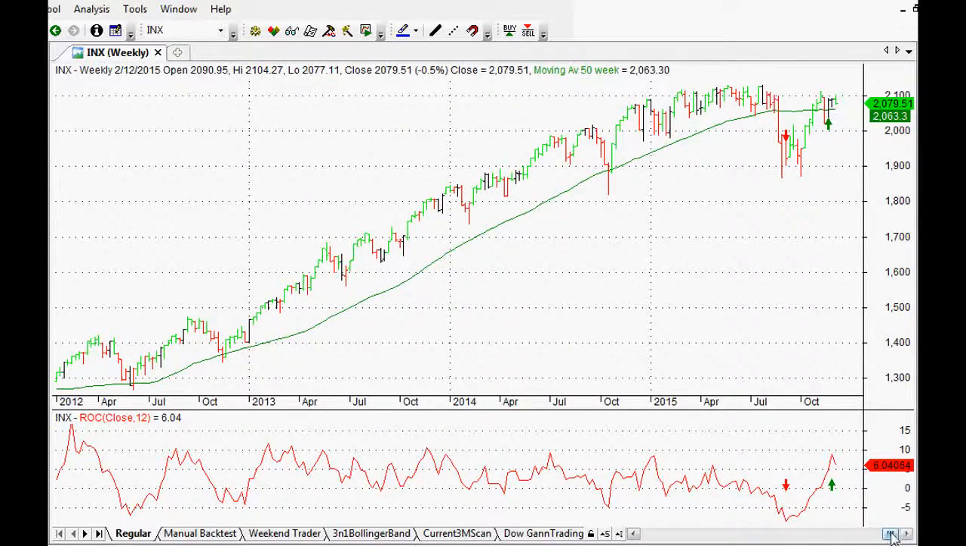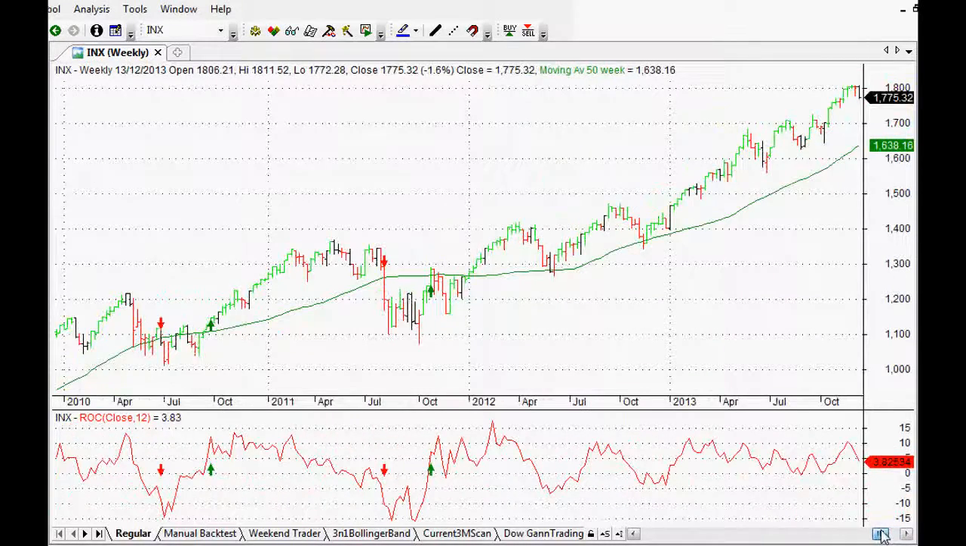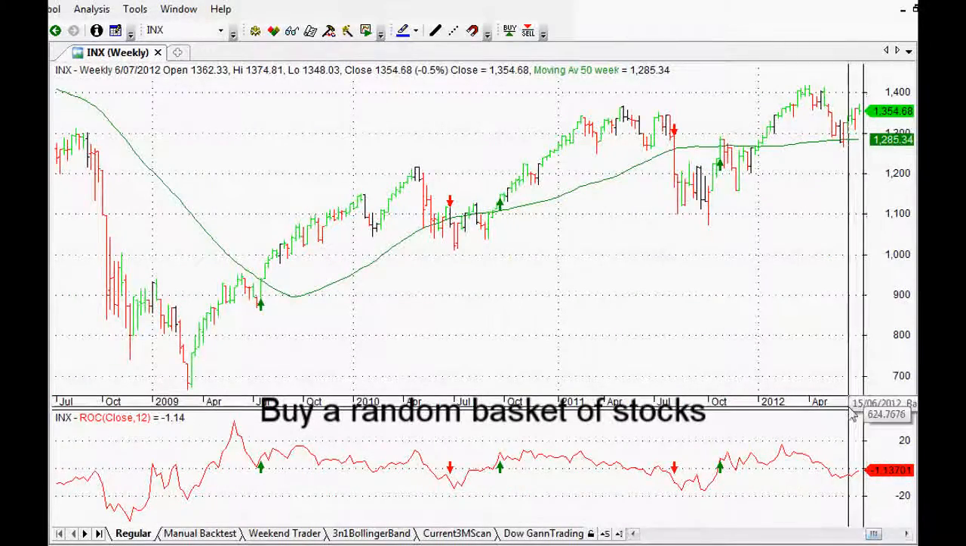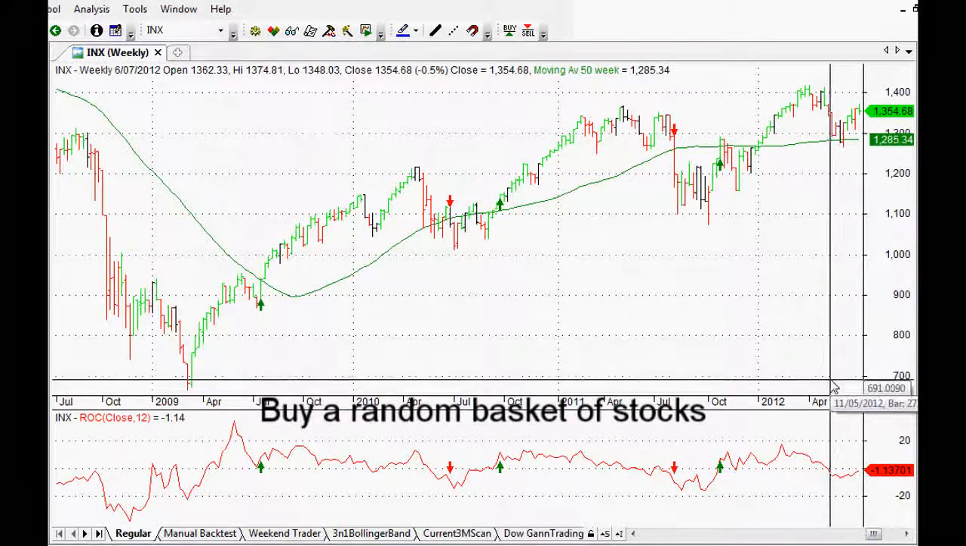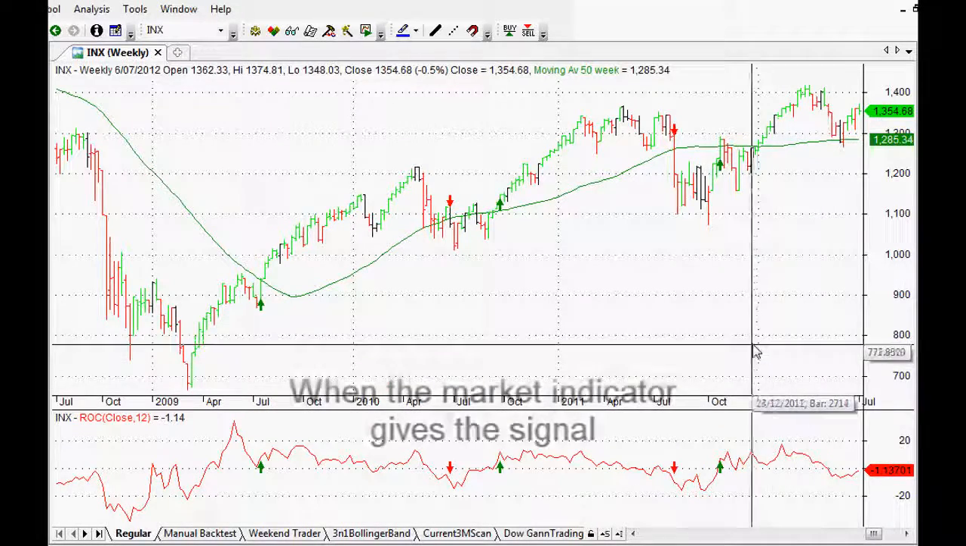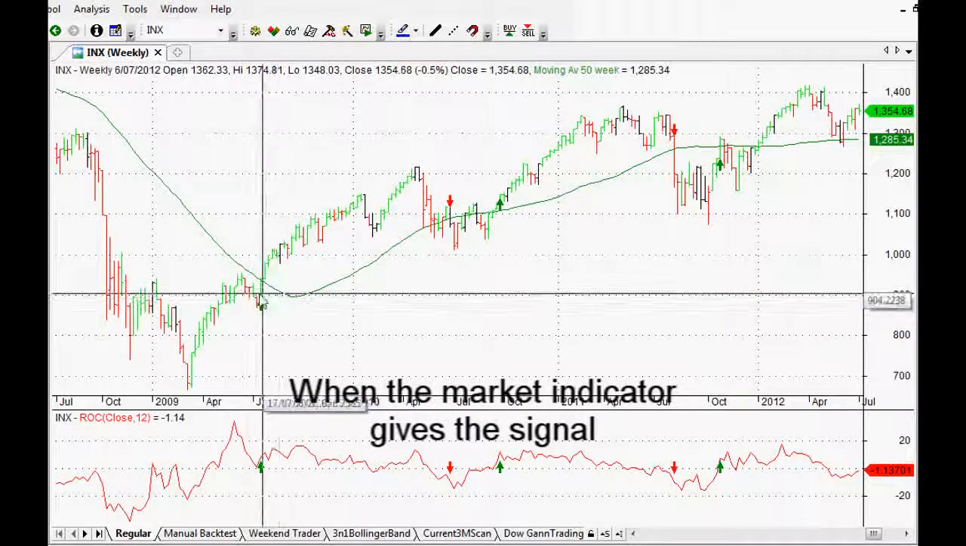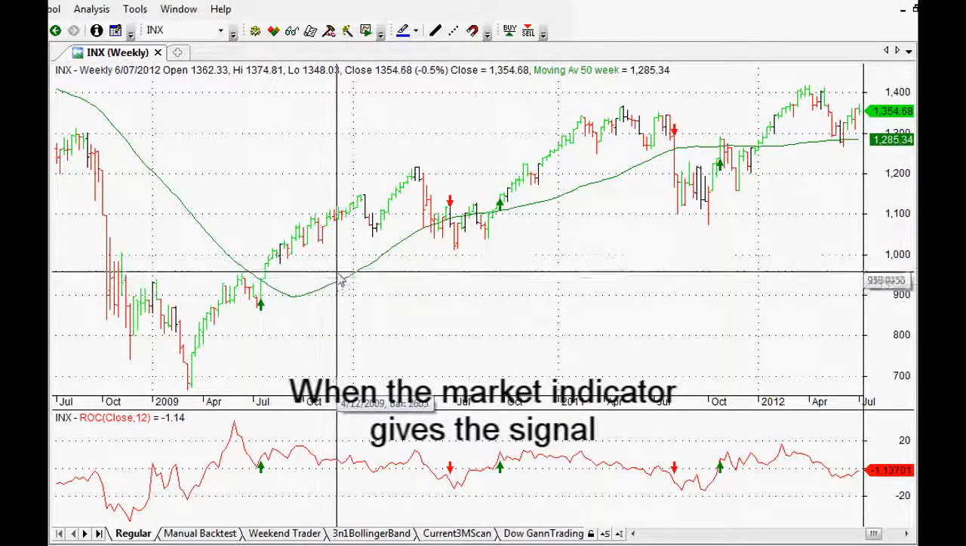What would happen if we bought a whole bunch of stocks, like just a random basket of stocks from the S&P 500 or the Russell 3000? We can check that out as well. And when this indicator gave us the buy signal, what would happen? Would we outperform the market or would we not outperform the market?